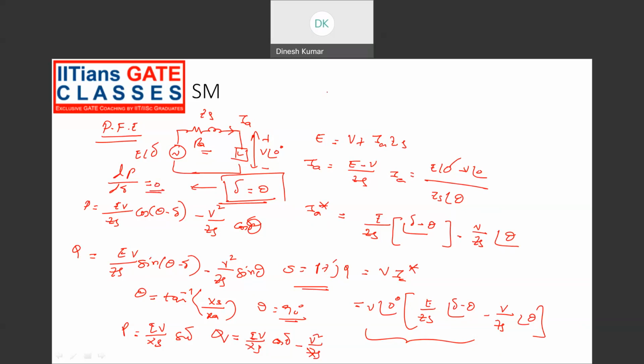These expressions are for a cylindrical rotor machine. For a salient pole machine, the expression for P is given by EV by XD sin delta plus V square by 2 into (1 by XQ minus 1 by XD) into sin 2 delta.